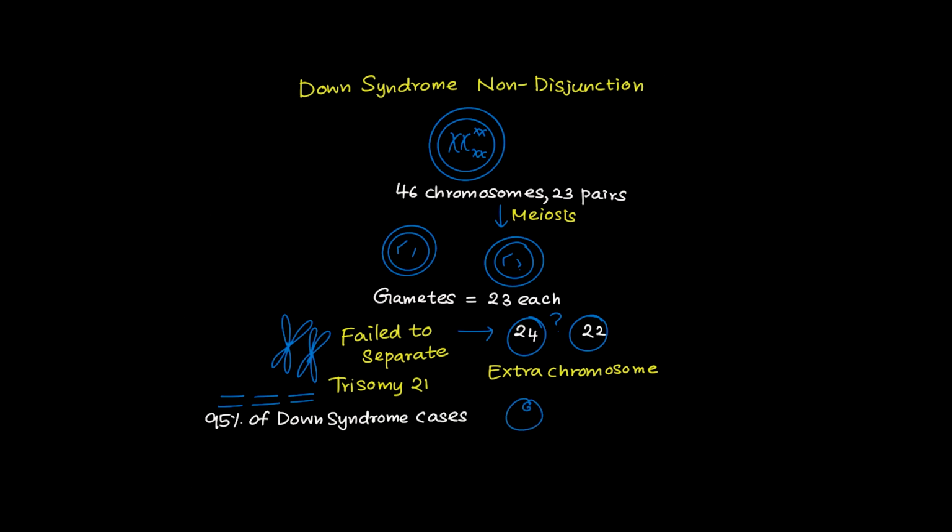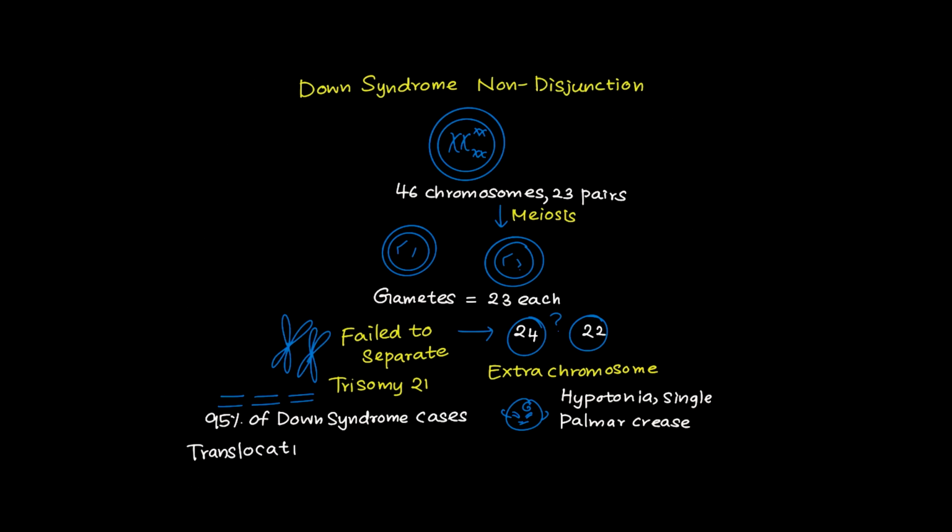Option B is wrong because translocation Down syndrome exists, but accounts for only a small percentage of cases. Option C is wrong because deletion removes material rather than adding it. Option D is wrong because point mutations change single nucleotides rather than chromosome numbers.